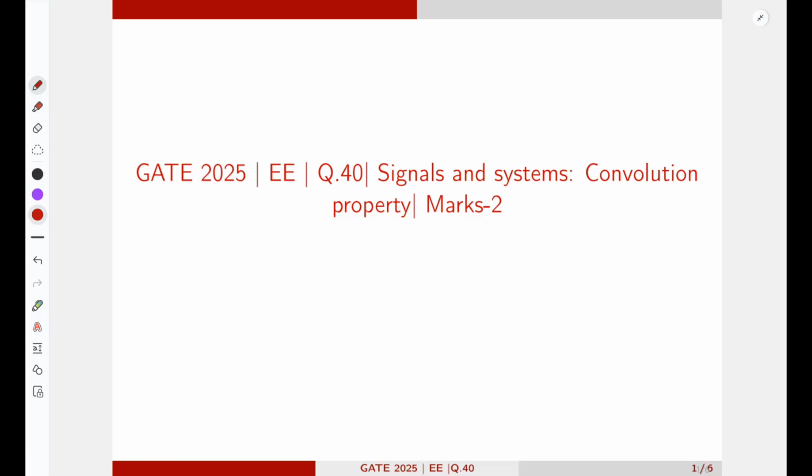Hello everyone, I am going to discuss a 2-mark question from GATE 2025, question number 40. It's from the topic Signals and Systems, Convolution Property.